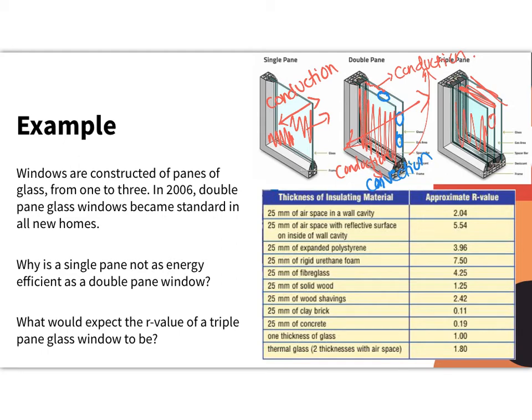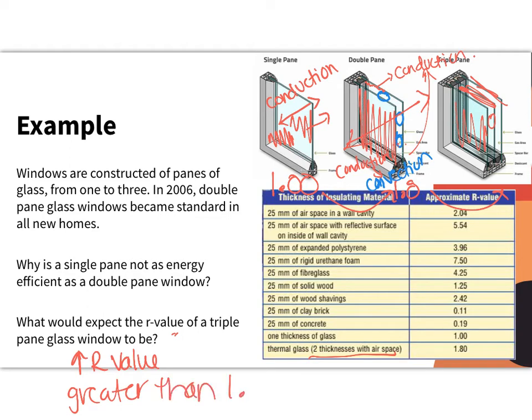So what would you expect the R value of a triple pane glass window to be? So you can see here that the R value of one thickness of glass is 1. The R value for 2 thicknesses with an airspace in between is 1.8. So I would expect that if this is increased, we would get an increased R value. So it would be greater than 1.8.